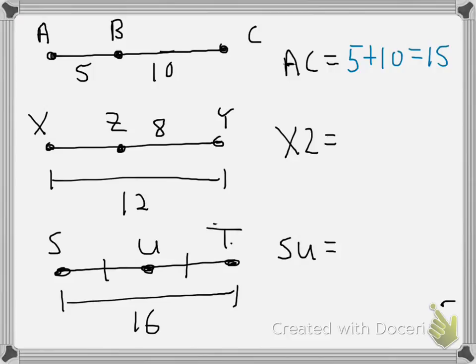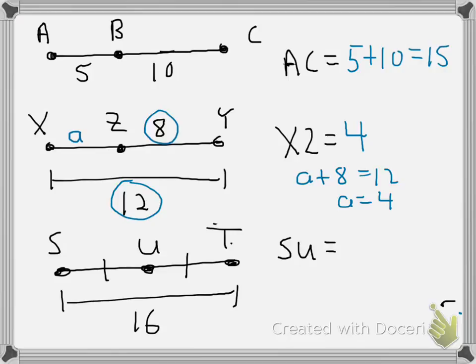Now, on the next one, I know the whole distance is 12. I know one part is 8. We want the other part. Well, let me just put a variable here. Let's call it A for a second. Then what we would know if the two parts add up to the whole thing is that A plus 8 must be 12. That means that A, when I subtract 8 from both sides, will be 4. The length of segment XZ is 4. I've just used the idea the two parts add up to the whole thing again.